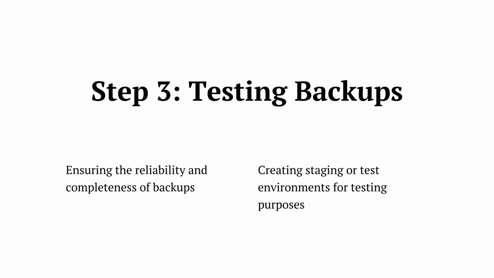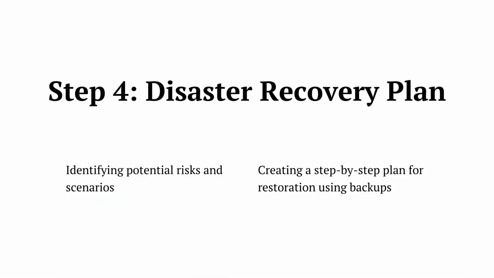The fourth point is disaster recovery plans. The fourth step is to create a disaster recovery plan, which is a document that outlines the potential risks that could affect your blog and the steps that you need to take to restore your blog in case of a disaster. You should identify the possible scenarios that could cause data loss or downtime for your blog, such as hardware failures, human error, hacking, malware, power outage, fire, flood, earthquake, etc.